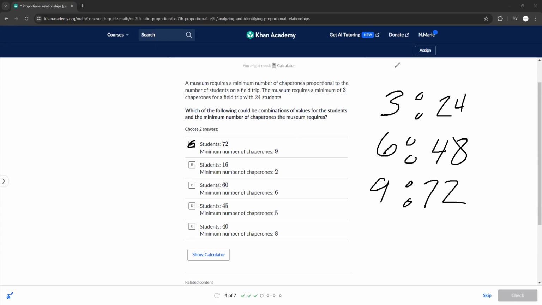So pretty much there's 1 chaperone for every 8 students, right? 24 divided by 3 is 8. So that means 2 chaperones would be 16. So it's going up by 8 each time. So this one also works. These 2 work. These other ones do not.